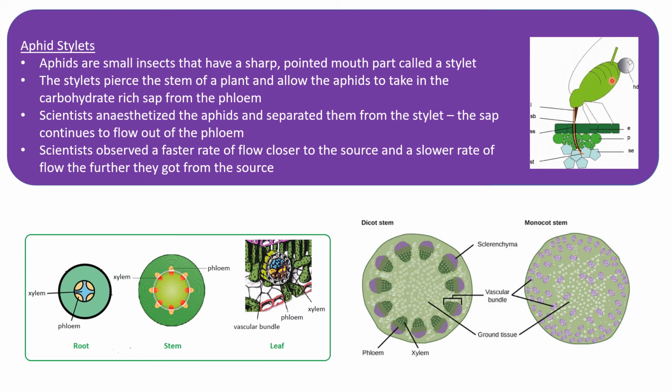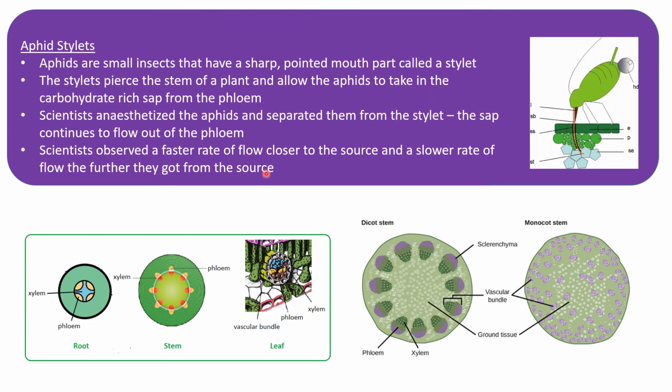What scientists did was they allowed aphids to plunge their stylet into the phloem, and then they anaesthetized the aphids and separated them from the stylet so that all that was left was the stylet and the aphid was gone. What they then saw was that the sap continues to flow out of the stylet, which proves that there is pressure within the phloem. They also saw that at different areas of the stem, the phloem flowed at a different rate. Where there are areas of higher pressure within the phloem, the sap would flow out at a higher rate than where there is lower pressure within the phloem.